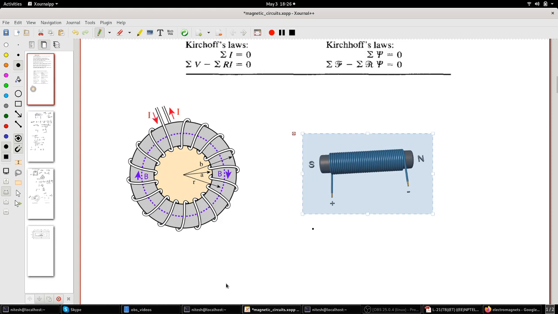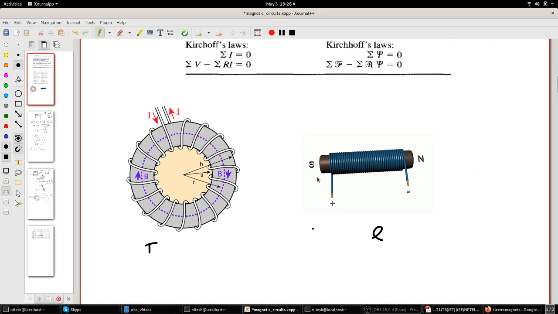Okay, so where do we apply such a concept of magnetic circuits? Magnetic circuits are applied wherever there are devices like toroids. Toroids are something like this. This is a toroid. Electromagnets or generators.